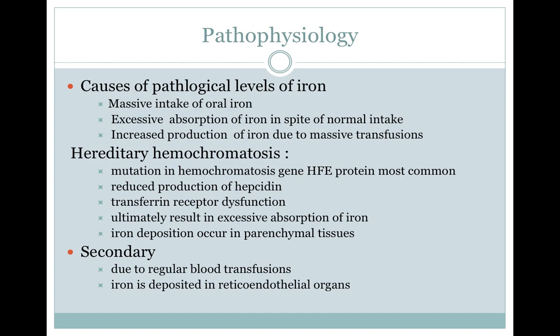In hereditary hemochromatosis, iron deposition occurs in parenchymal tissues, whereas in the erythropoietic hemosiderosis or hemochromatosis, which is due to regular blood transfusions, iron is deposited in the reticuloendothelial organ system.